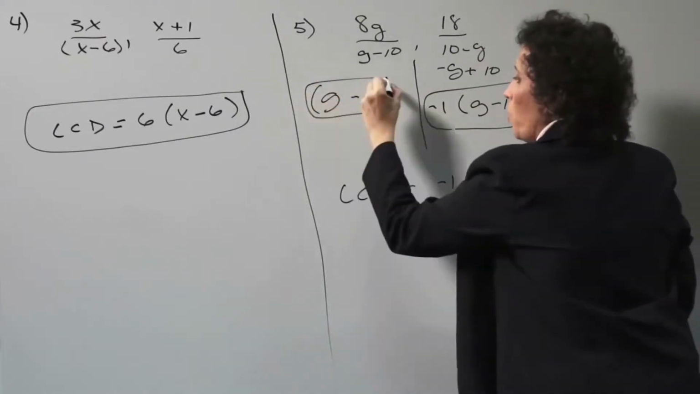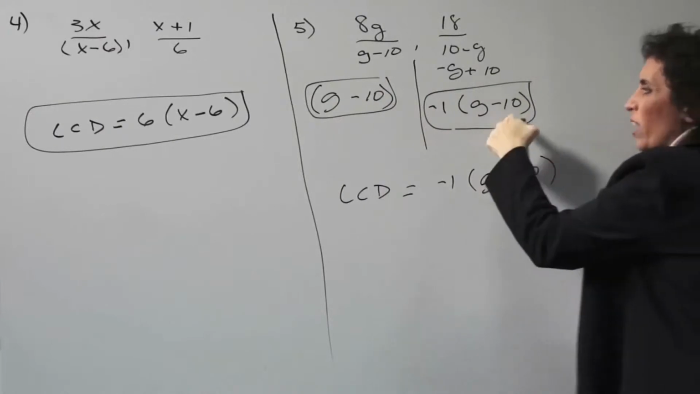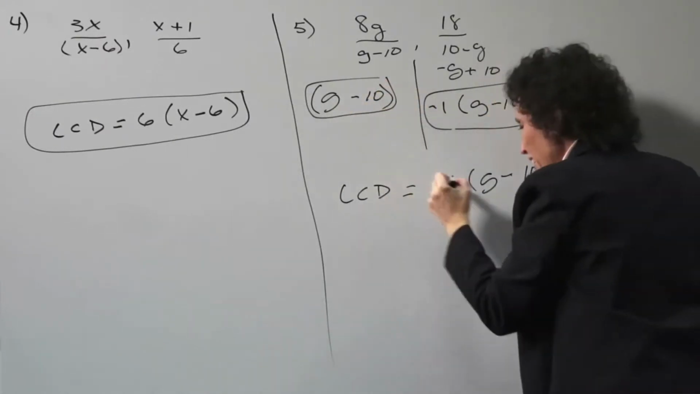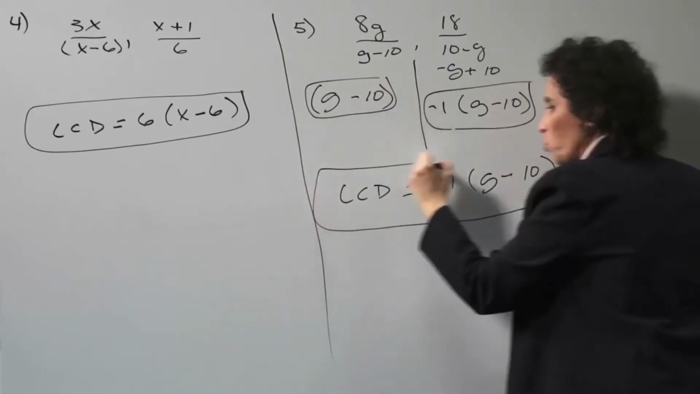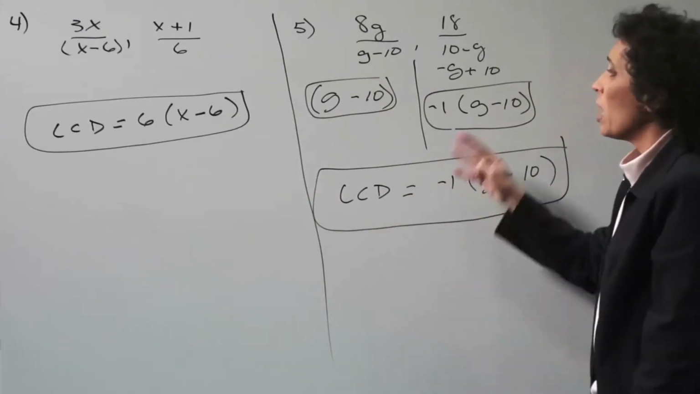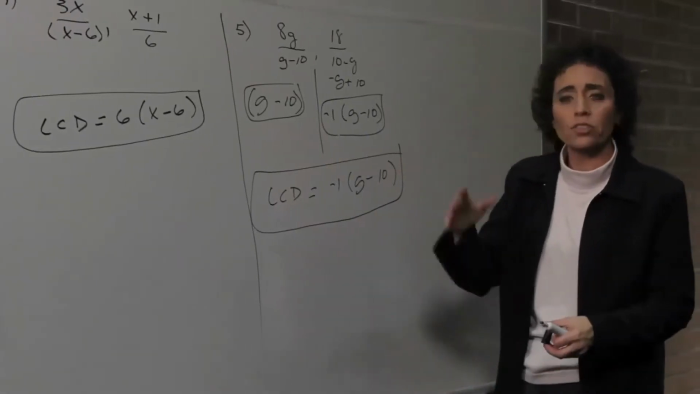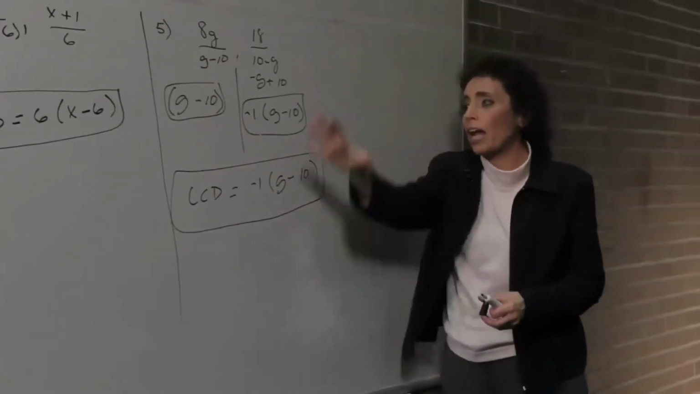Now I've got to think of this as one thing because it's terms. I see a g minus 10. Once here, that's it. I need it once. And that's my LCD. Again, you have another choice there, and you'll see why in the next lesson. But that's it. That's how you get the LCDs. You have to know how to factor. Next lesson, we'll talk about how we're going to use this LCD.